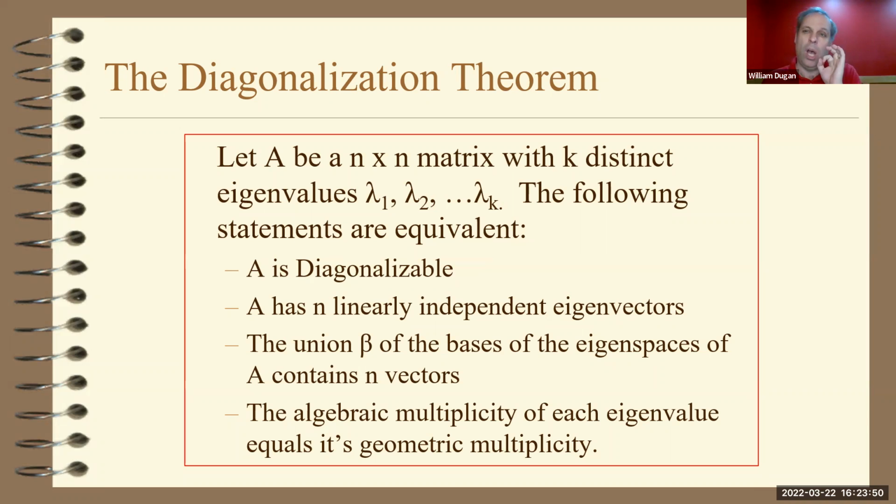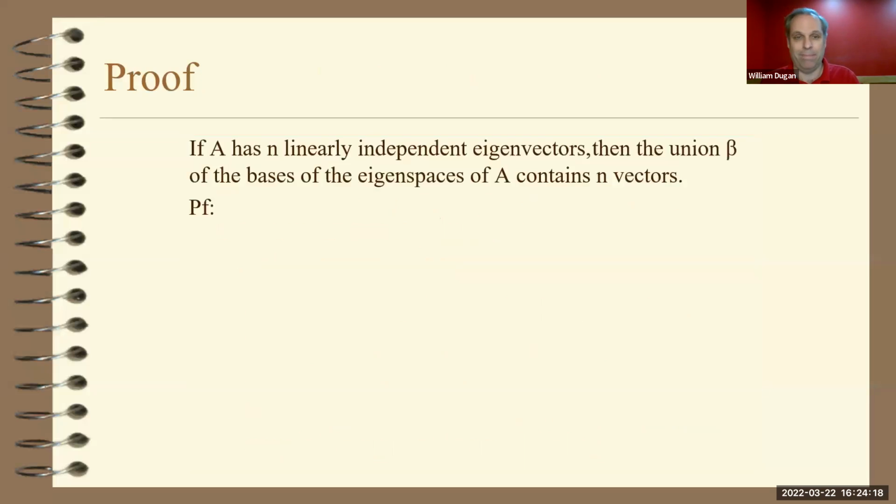At the end of the video, I do one quick example to show you that a certain matrix is not diagonalizable. Remember, if it is diagonalizable, the matrix P is the matrix of eigenvectors, and the diagonal matrix is a diagonal matrix whose entries on the main diagonal are the eigenvalues in the same order as the eigenvectors in the matrix P. Okay, you've been warned. Let's go on. So let's prove it. I'm going to prove that if A has n linearly independent eigenvectors, then the union of the bases of the eigenspaces also contains n vectors.